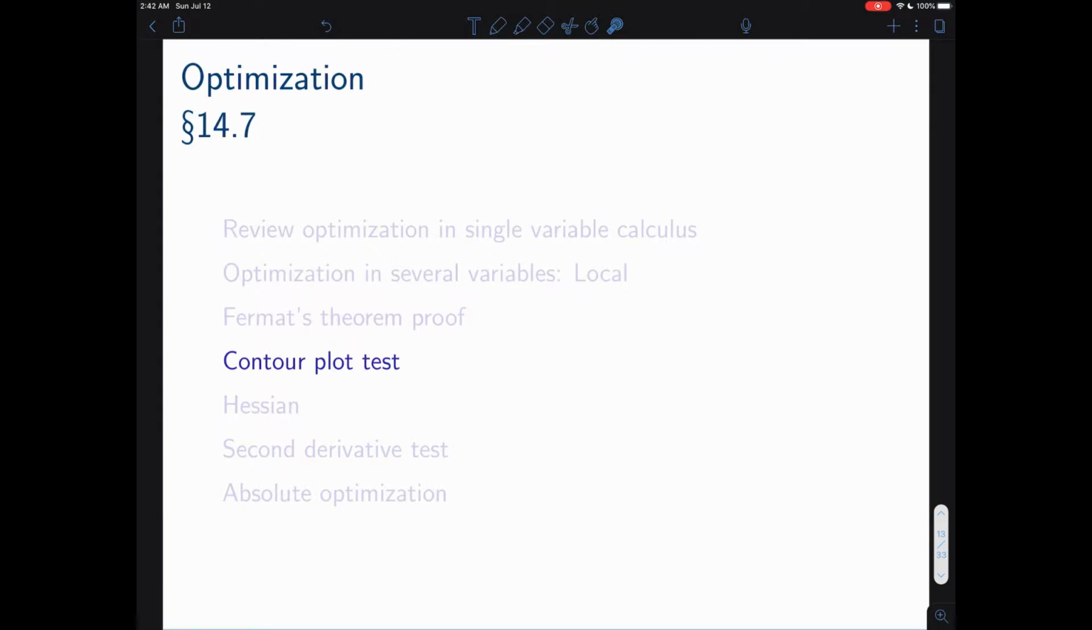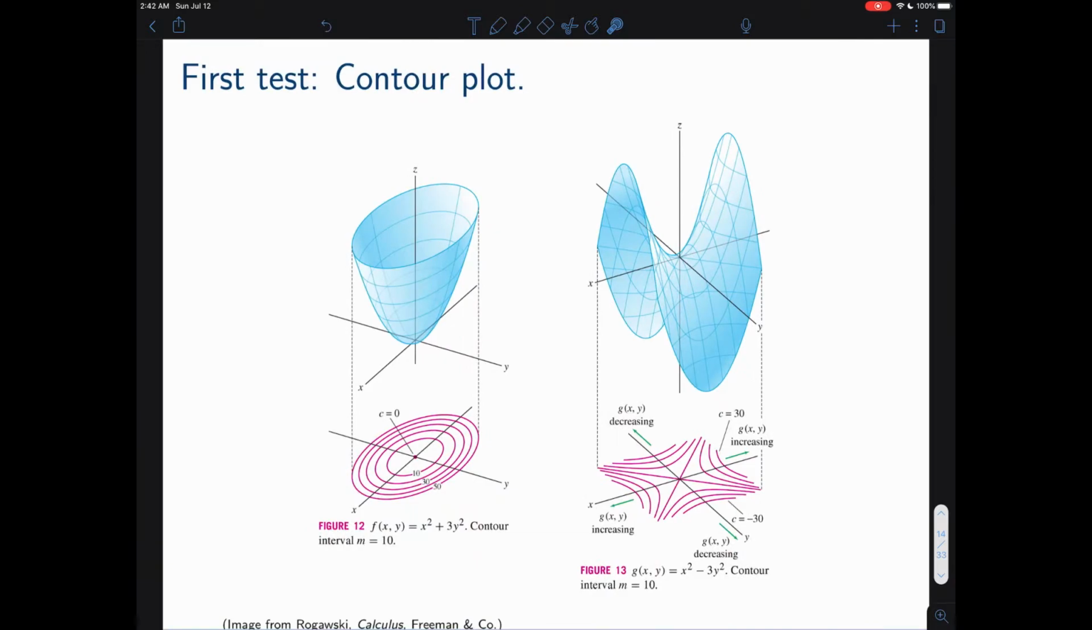Okay, so there's a couple of different ways that you can look at a point and try to tell if it's a maximum or minimum. And we're going to look at two of them. The first one is a contour plot test. So the idea is illustrated in this picture here.